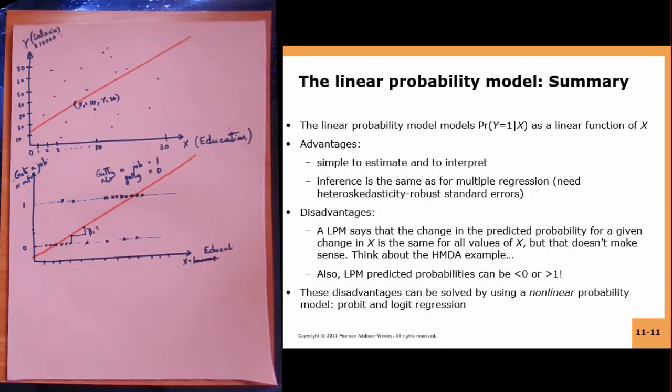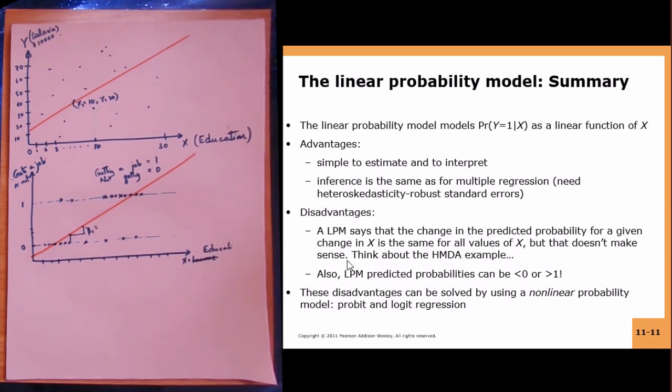But if you take a linear probability model, the change in the predicted probability for a given change in x is the same for all values of x. Okay, but that doesn't seem to make sense. So these disadvantages can be solved by using a non-linear probability model.